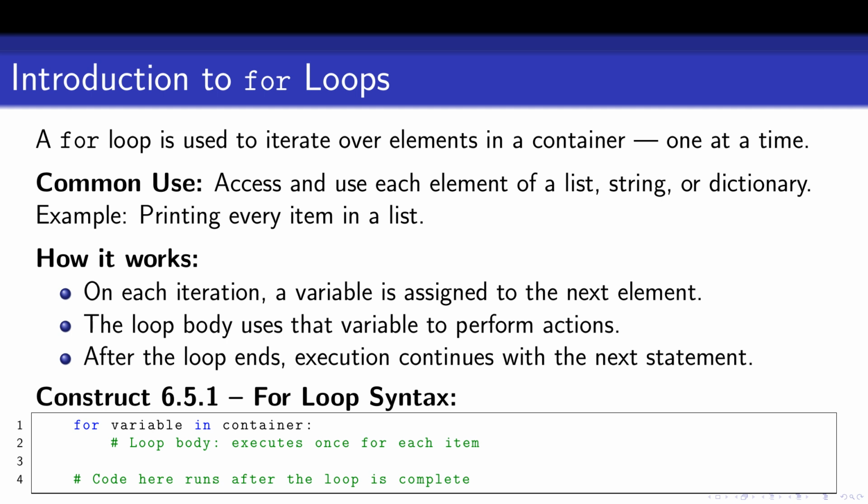Once the loop finishes iterating through all the elements, execution continues with the code that follows the loop. For loops are ideal for tasks that require visiting each item in a sequence exactly once, such as processing user data, formatting output, or performing checks on a collection.